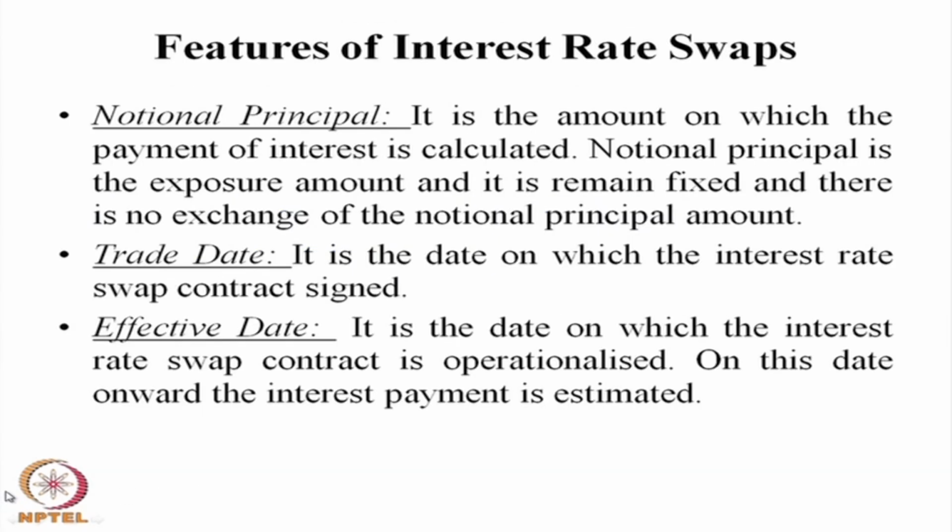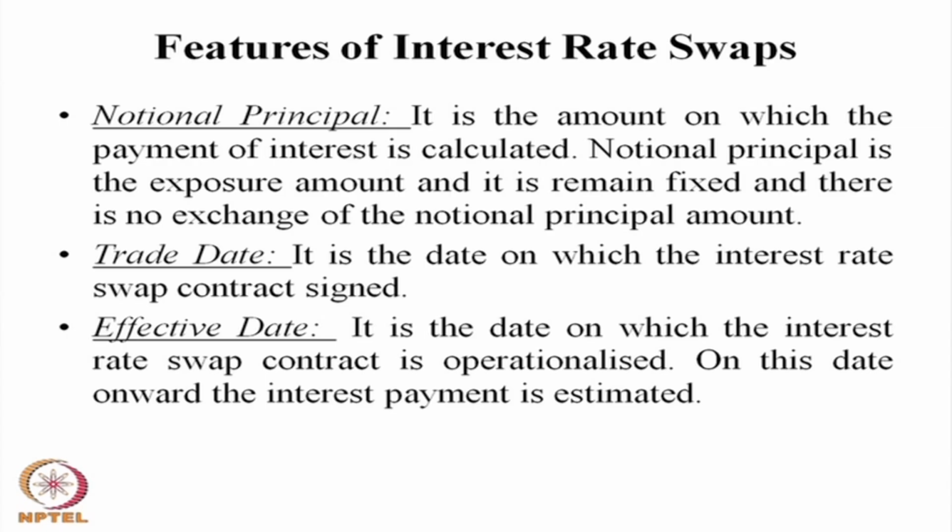What are the features of the interest rate swap? There is a notional principal, say $1 million, $2 million or $1,000. On this notional the interest rate calculation takes place. There is no transaction of the notional principal. The notional principal only helps in calculating the interest or series of payments.